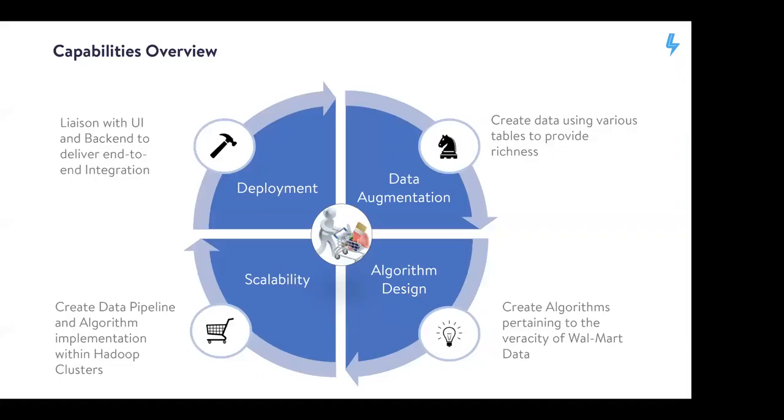So let me start with some of the work that we do. There are four major parts of our process, or of any data scientist that you work with: data augmentation, algorithm design, scalability, and deployment. This is in a way a full stack engineer, a data engineer, and a research scientist put together.